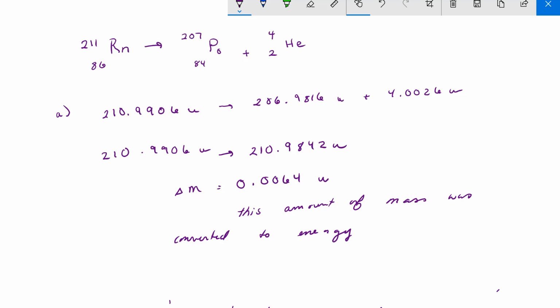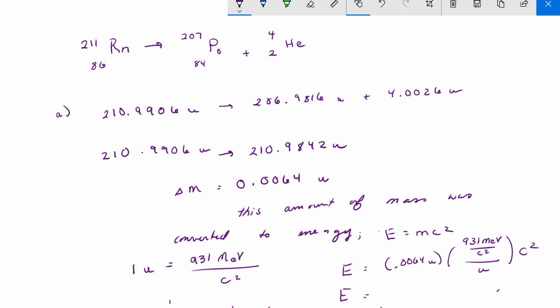What we're going to do now is change the units of mass into an energy unit. We have 1 unit of mass, 1 u, is equal to 931 MeV over c squared. So we have 0.0064 u times 931 MeV over c squared per u, times c squared. So we get the energy released was 5.984 mega electron volts.